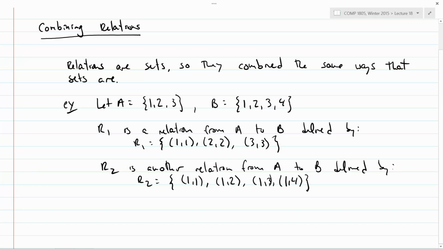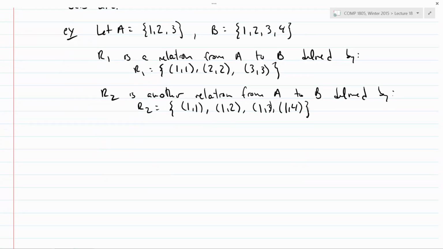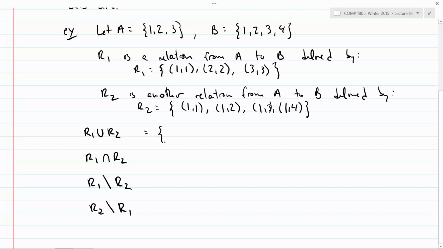So the question is, how can we combine these two relations? And we combine them in the same way we combine sets. So we might want to know, what is R1 union R2? What is R1 intersect R2? What is R1 minus R2? And we might want to do it in the other way, right? Because subtraction isn't commutative. You can't switch the order, but you can for union and intersection, right? Just like addition and multiplication are commutative, you can switch the order, but subtraction you can't. All right, so let's write out what these sets are.